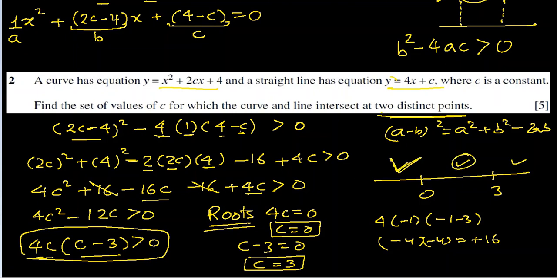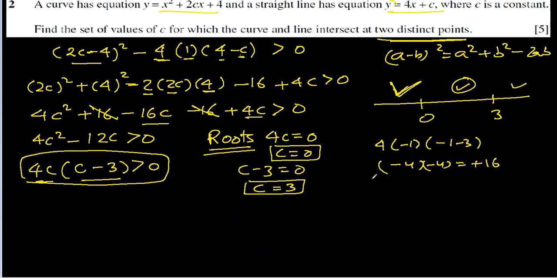What about the second one? Let's choose a number between 0 and 3. Say positive 1. So I will substitute positive 1 again here. 4 times 1, 1 minus 3. So 4 times 1 is 4. 1 minus 3 is minus 2. 4 times minus 2 is minus 8.